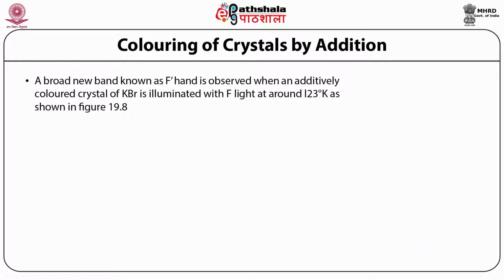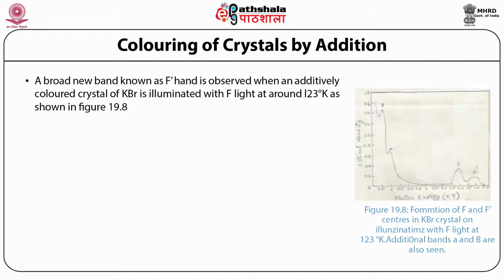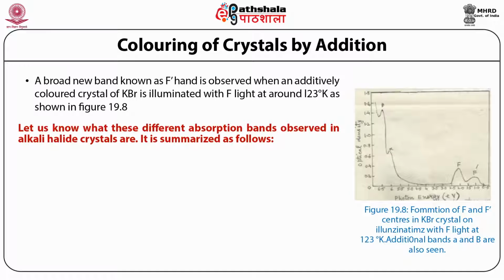A broad new band known as the F prime band is observed when an additively colored crystal of KBr is illuminated with F light at around 123 degrees Kelvin, as is shown in figure 19.8. Let us now see what these different absorption bands observed in alkali halide crystals are. It is summarized as follows.